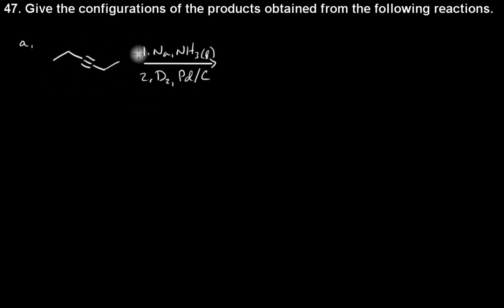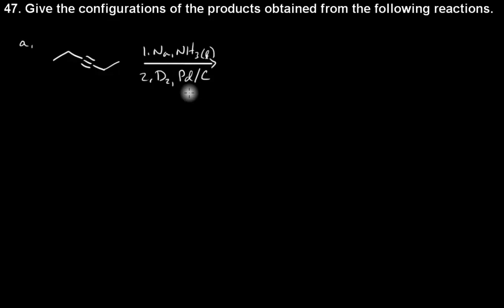So we have two different reactions going on. The first is the dissolving metal reduction, so sodium metal and then liquid ammonia. And then the second is we have not H2 gas, but D2 gas. Just remember that deuterium, or D, is just a heavy hydrogen. That's all it is. It has the same type of reactivity for all intents and purposes for what we're concerned with. And we have our palladium on carbon, which is going to catalyze basically another reduction.